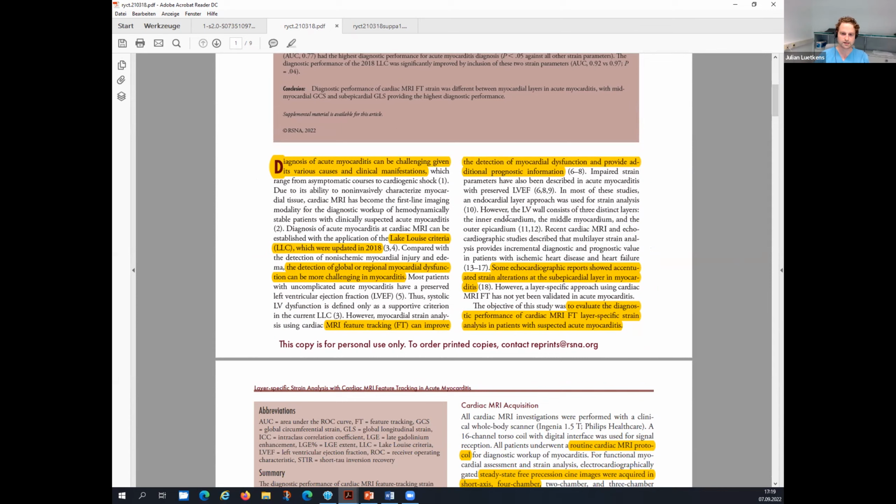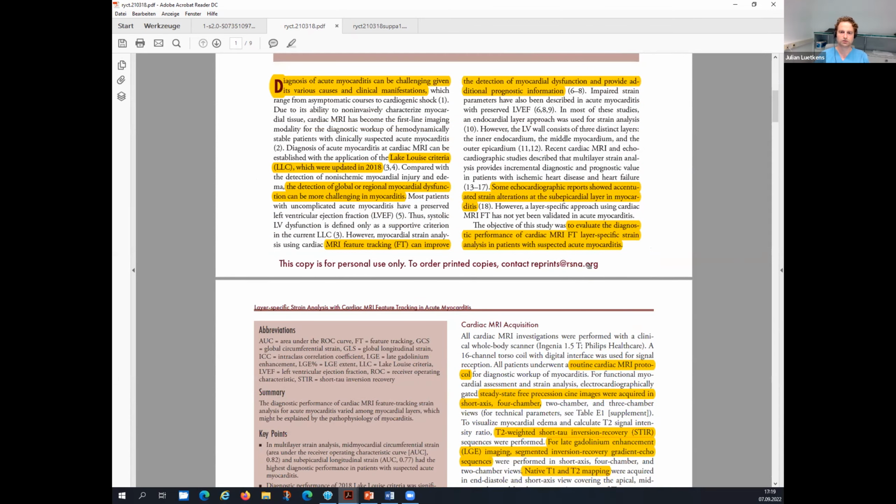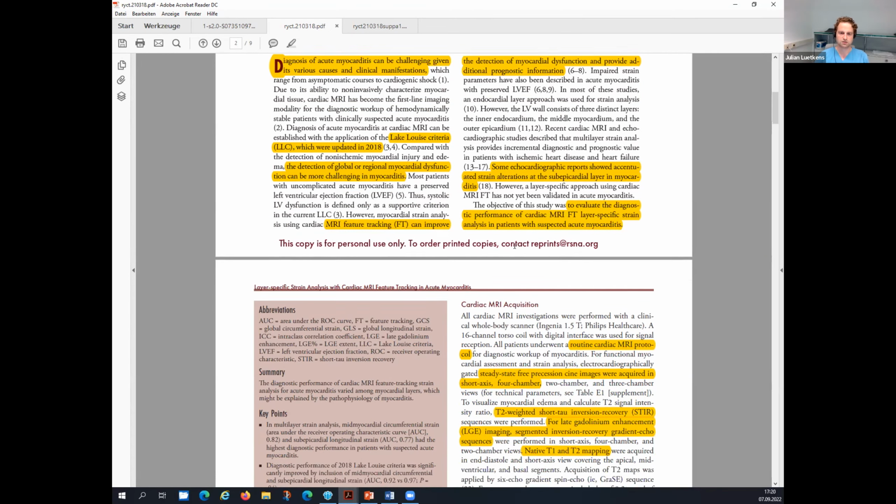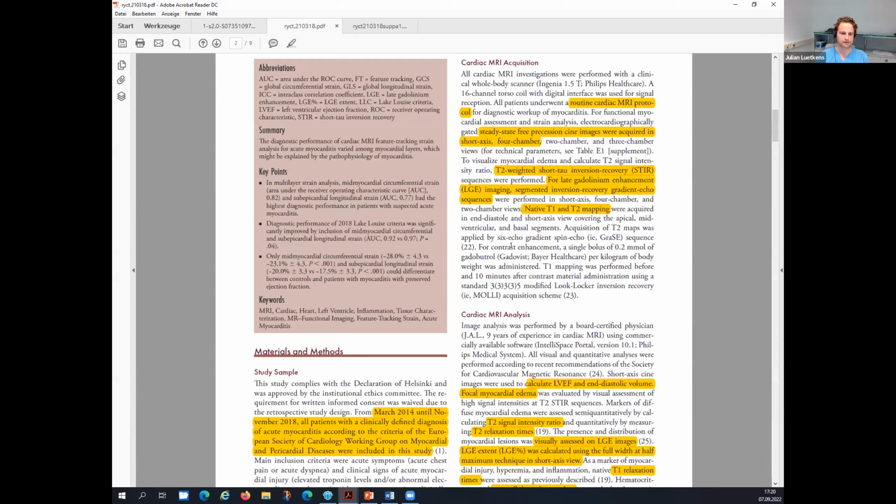And in this study, we wanted to evaluate the diagnostic performance of cardiac MRI feature tracking layer-specific strain analysis in patients with suspected acute myocarditis.